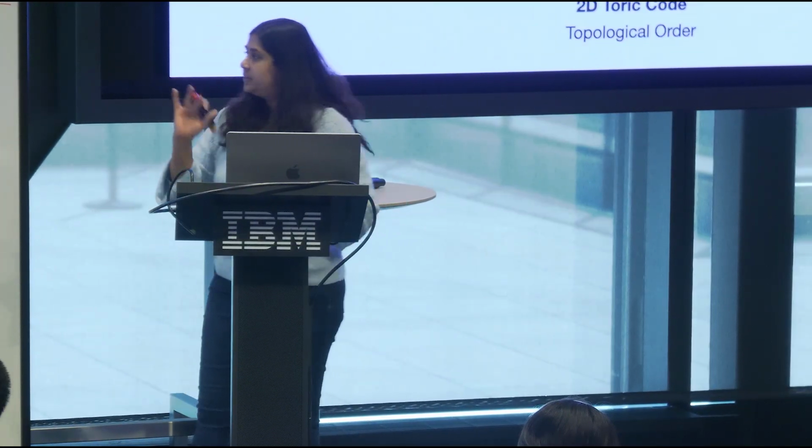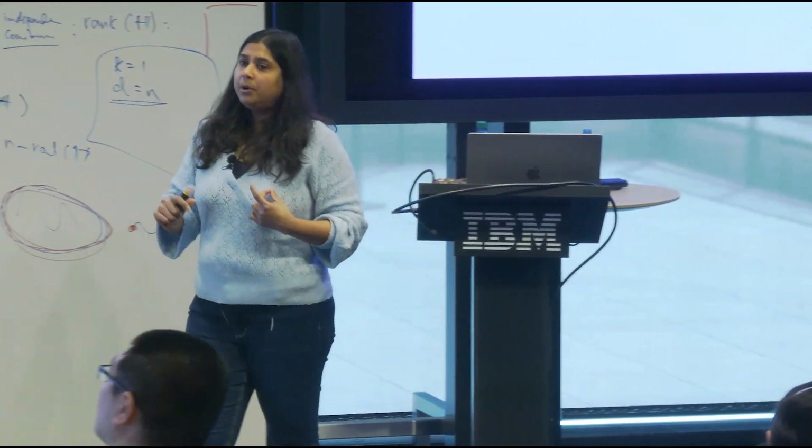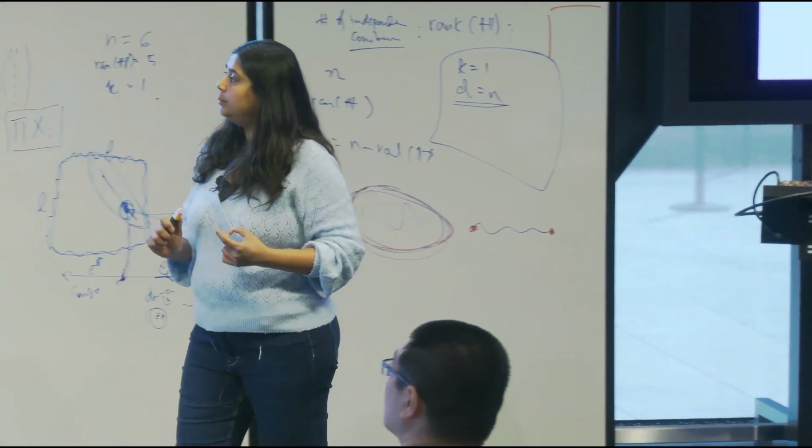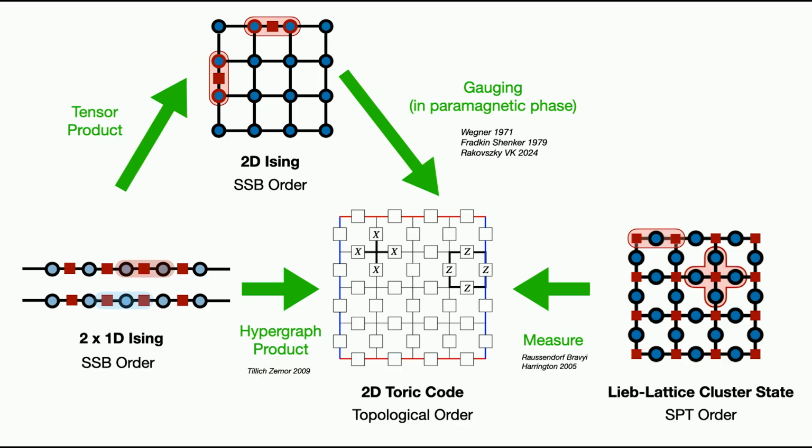Okay. Something I won't talk about is that there's also another way to prepare toric codes, which also has to do with phases of matter, and this is intimately tied to measurement-based quantum computation, where you start with cluster states on a different lattice.